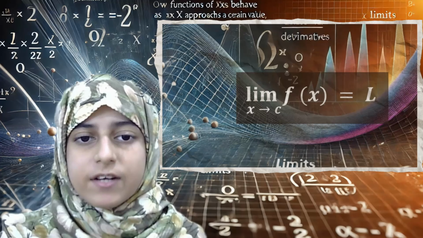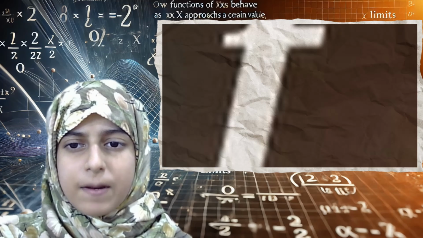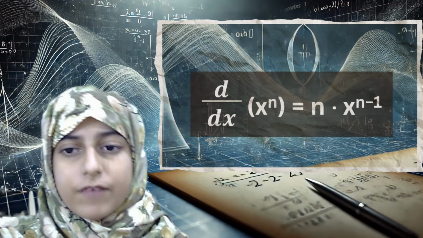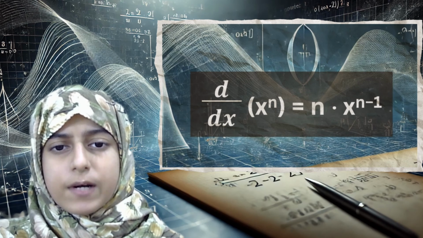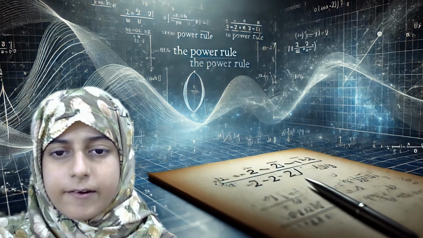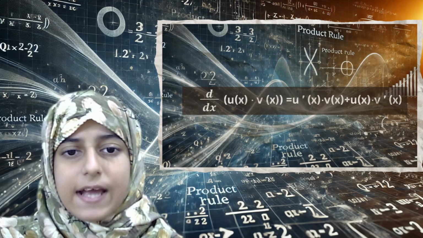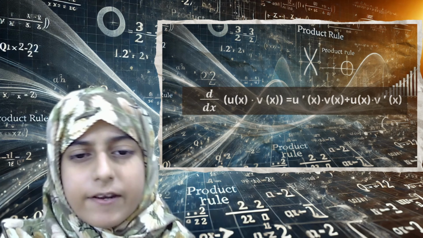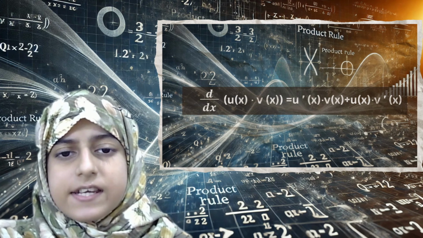Now on to derivatives, what do we do? The derivative of x to the power of n with respect to x equals n times x to the power of n minus 1. That's the clue. For the product rule, we multiply the derivative of u times v with respect to x. The derivative of u times v plus u times the derivative of v. Give it a try.